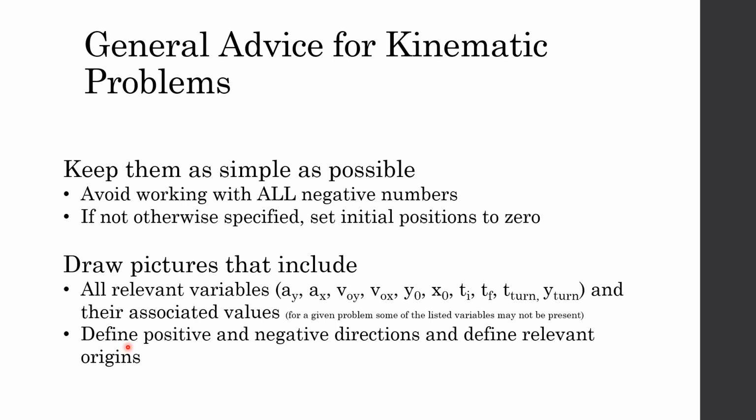And then the last thing is define negative and positive directions and define relevant origins. As I was mentioning before, with reporting all of your variables, before you even report all your variables, you are going to want to define which direction is positive, which direction is negative, and then where your origin is, where your 0 point is.